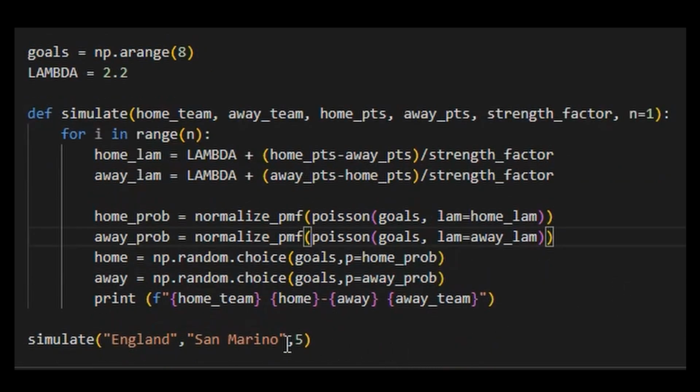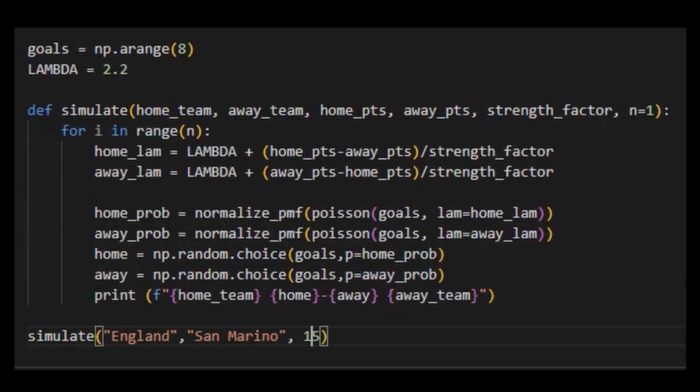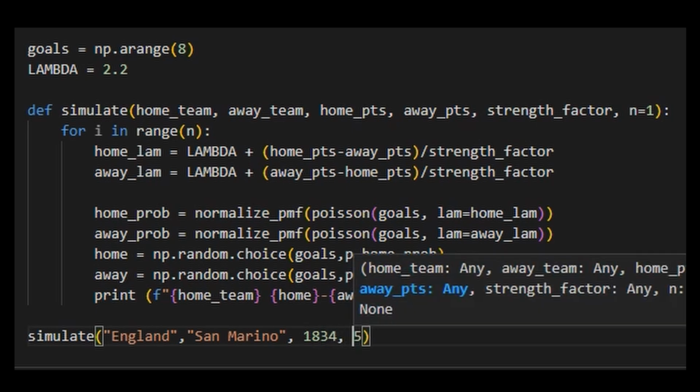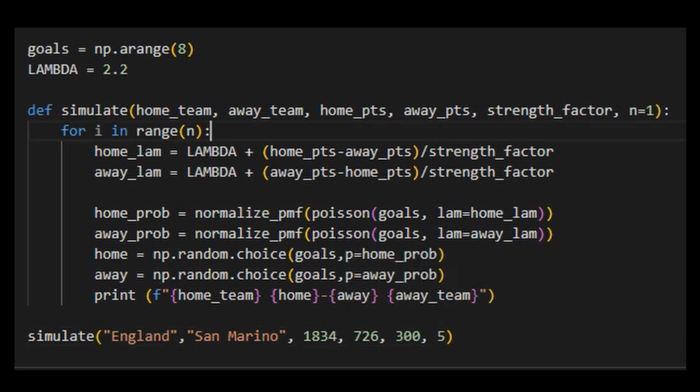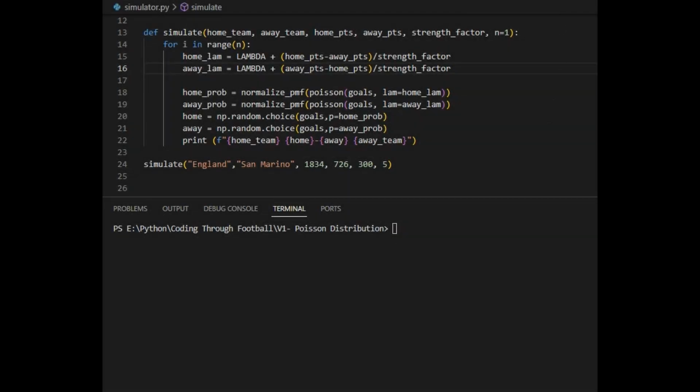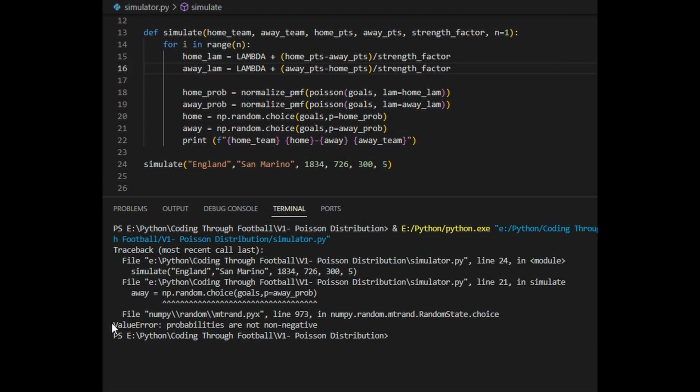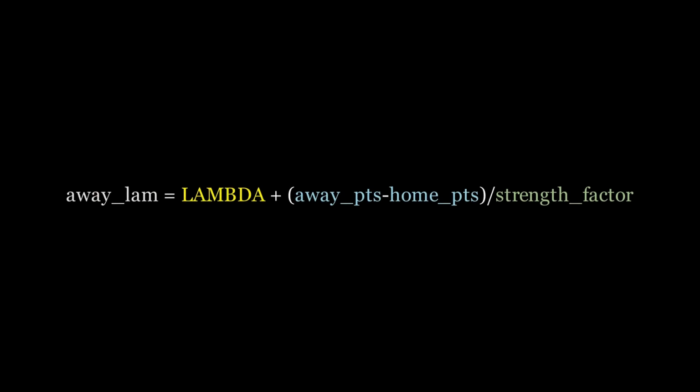The strength factor controls how sensitive the model is to differences in team strength. Larger values lead to smaller adjustments, while smaller values amplify the effect. At this stage, we encounter another issue. Some of the computed probabilities become negative. To understand why this happens, let's take a look at how we compute the lambda for the away team.